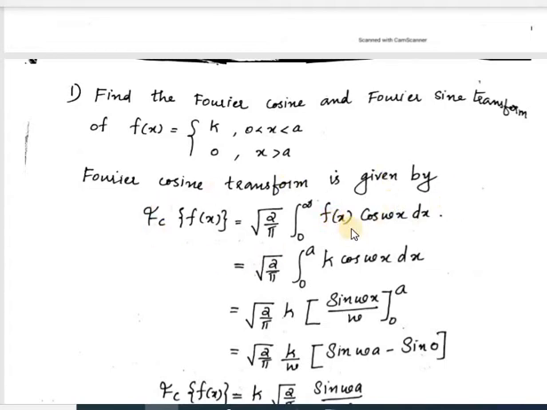Now we define the function from the given question. The function has two values: k for 0 to a, and 0 for x greater than a. So the function exists only in the limit 0 to a. So the limit changes to 0 to a, and the corresponding function is k. That is root 2 by pi integral 0 to a k cos omega x dx.